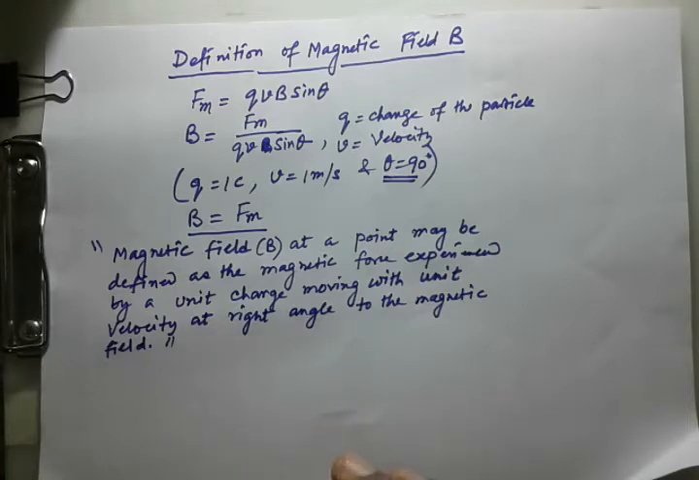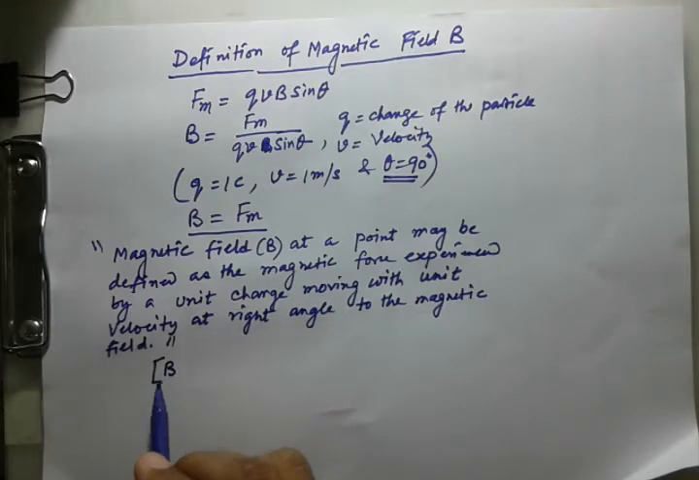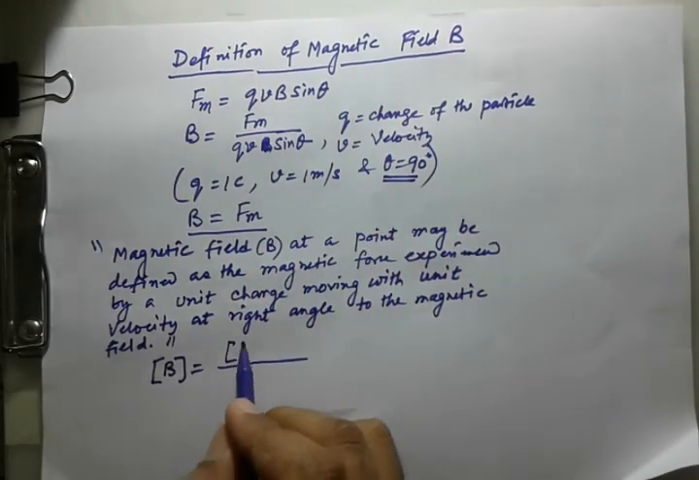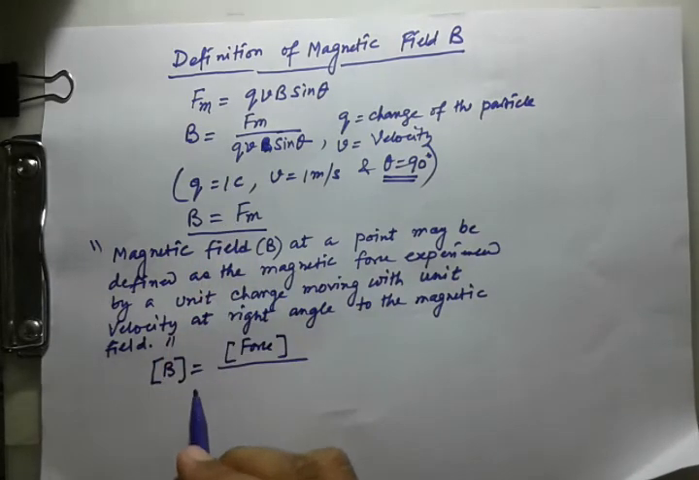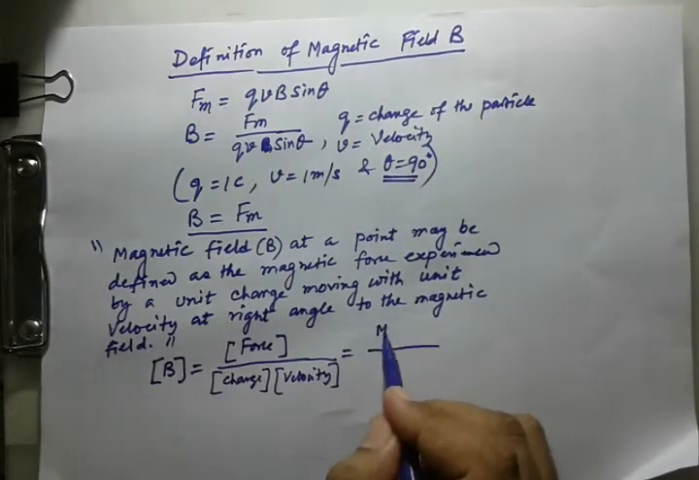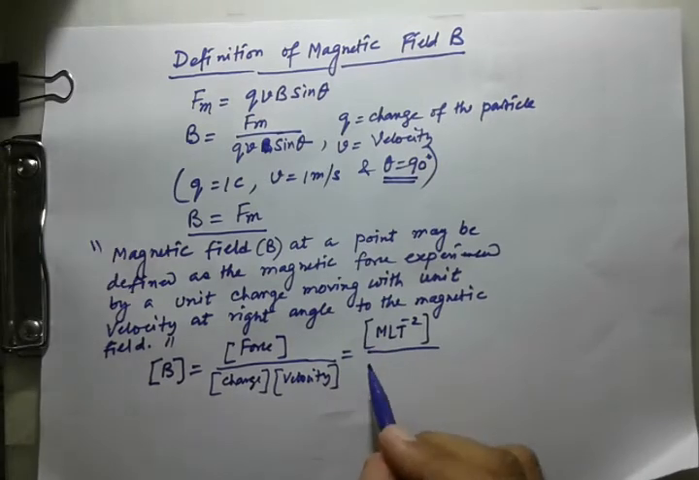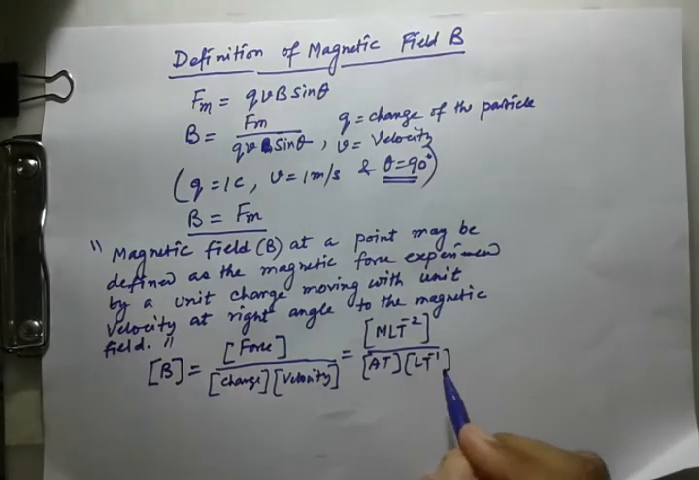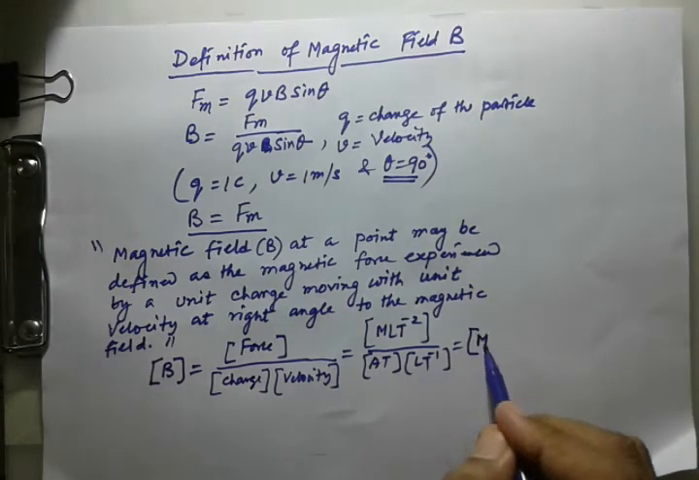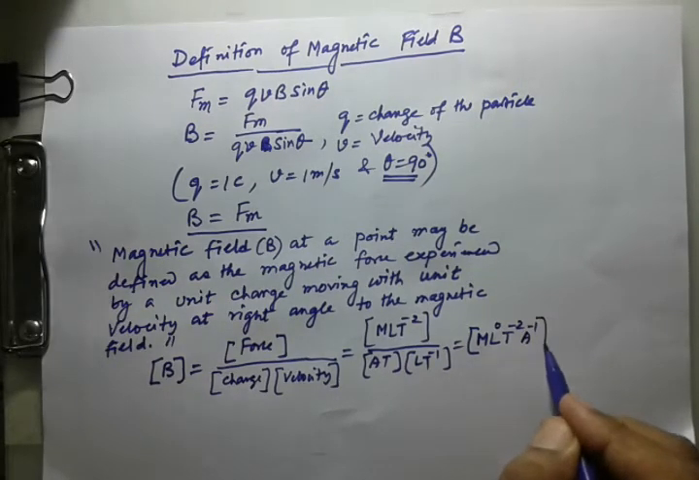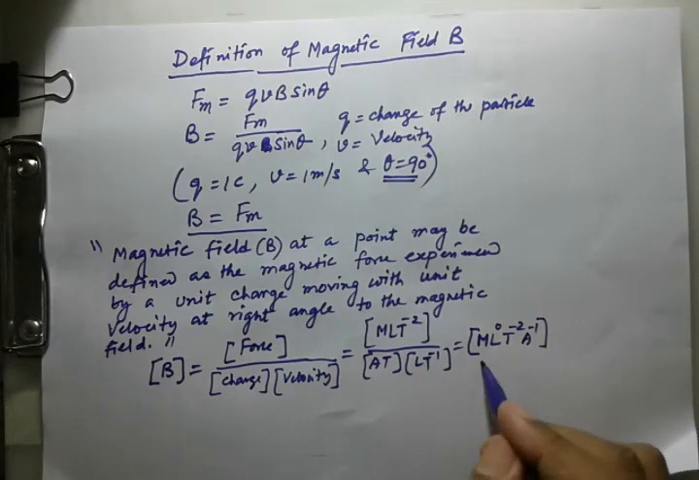Now we'll go for the dimension of the magnetic field. This bracket is known as the dimension of. The dimension of B will be the dimension of force, divided by the dimension of charge, and then the dimension of velocity. The dimension of force is M L T to the power of minus 2. Dimension of charge is A T, and dimension of velocity is L T to the power of minus 1. If you do some calculations here, L will get cancelled, and you'll get M T to the power of minus 2 A to the power of minus 1. That is the dimensional formula for the magnetic field.